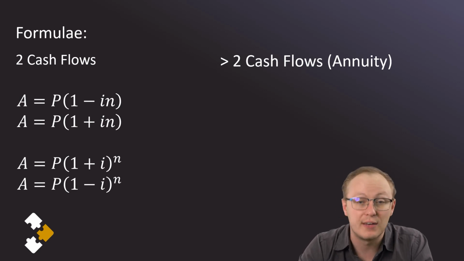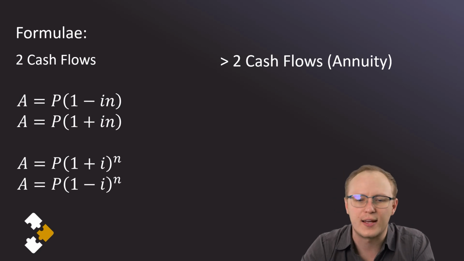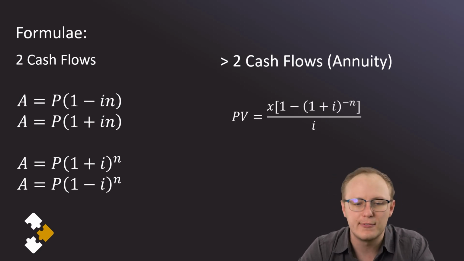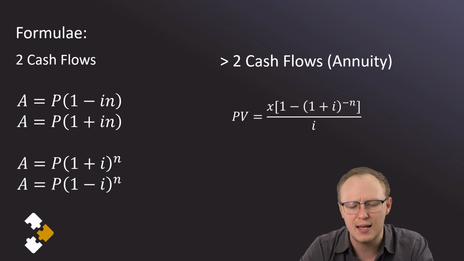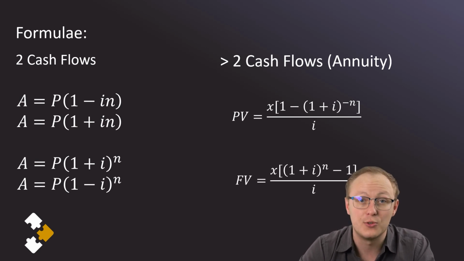See the other side of the screen for that. Okay, so if we have a present value annuity, we're going to use that formula there. And if we have a future value annuity, we're going to use that formula there. And we're going to have a deeper look at how to use these formulae.